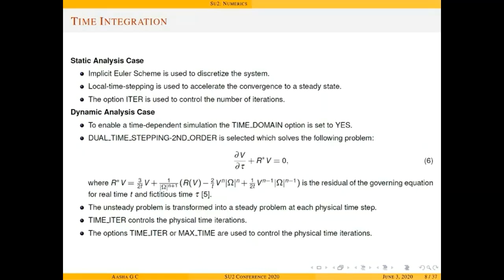The time step is controlled by using the time step option in the configuration file, and the option max time controls the physical time. The total frames are based on the value of max time and the value of time step given. For the current case, we have employed a time step of 0.11 seconds and run the simulation for 7 cycles, where each cycle was of 40 seconds.